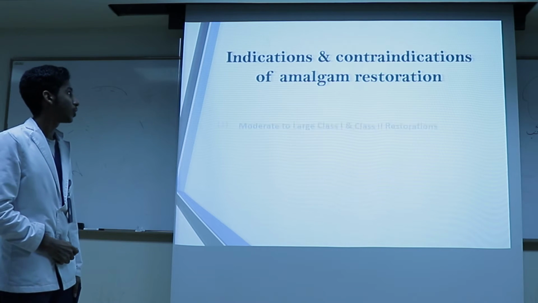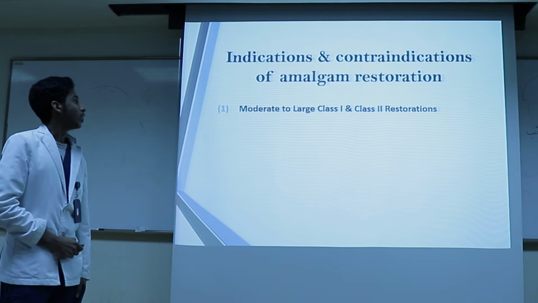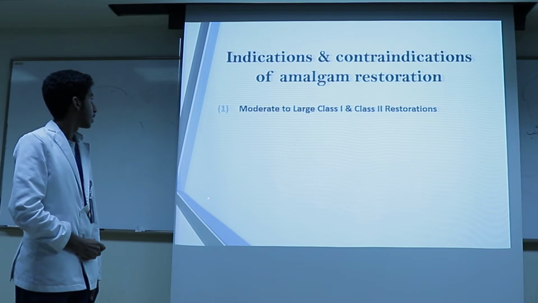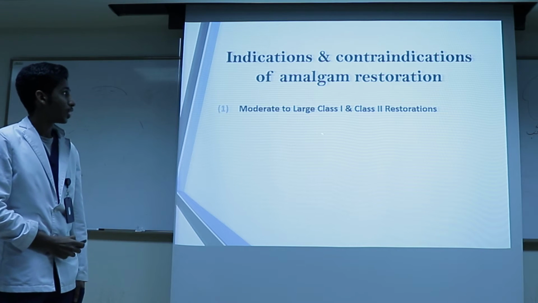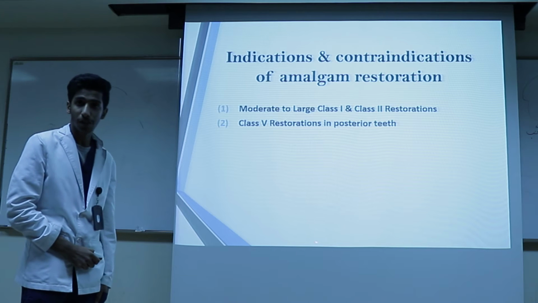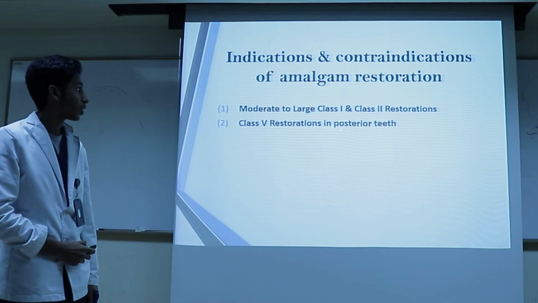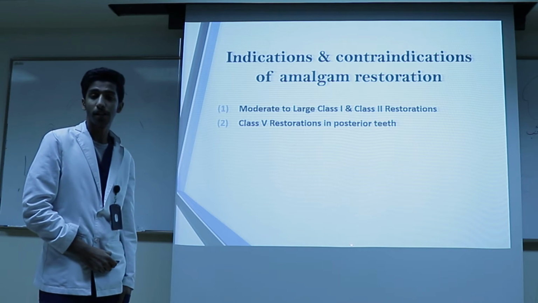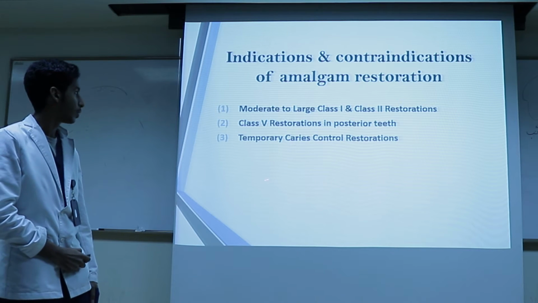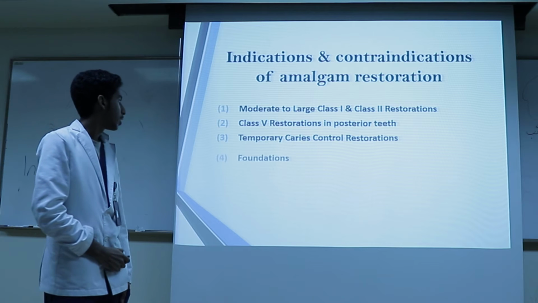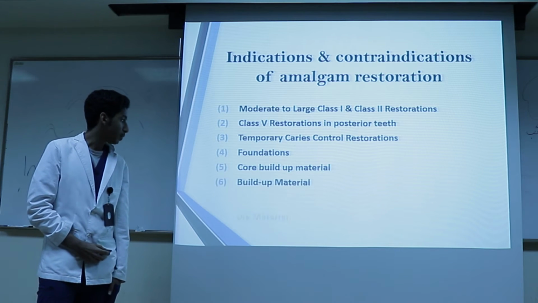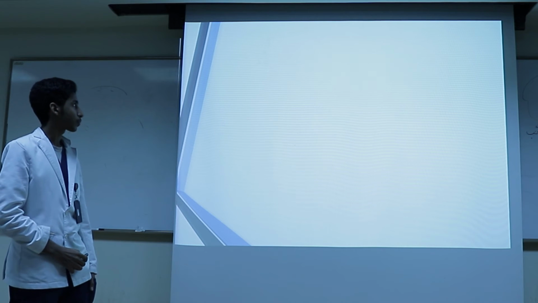Indication and contraindication of amalgam restoration. One of the indications: moderate to large class 1 and class 2 restorations, and class 5 restorations in posterior teeth. We cannot use it in the anterior teeth for aesthetic purposes. Other indications: temporary caries control restoration, foundation and core build-up material, and die materials.